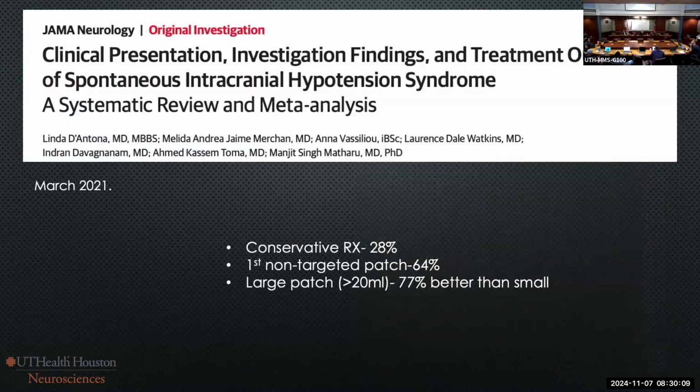So there was a large meta-analysis in JAMA that said conservative treatment, which is just bed rest and hydration, 28%, first non-targeted patch, 64%, large patch, 77%, but I think that's kind of high. There may be a lot of people getting these patches and doing better that are not getting to people that are writing articles. The people going to Cedars and UCSF, dedicated centers, are probably people who've failed a blood patch.